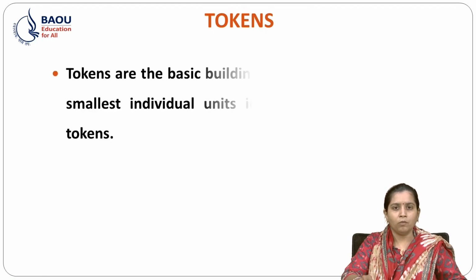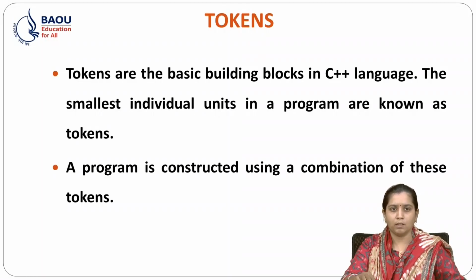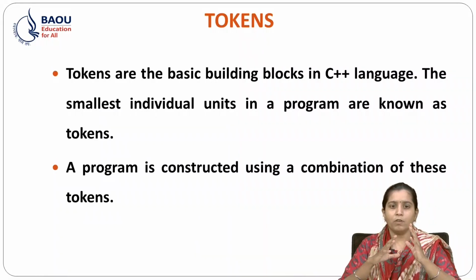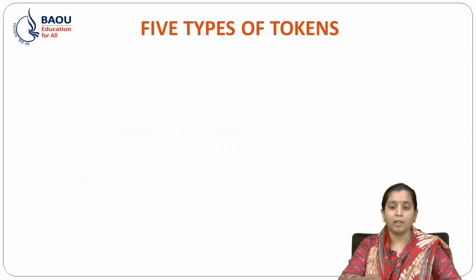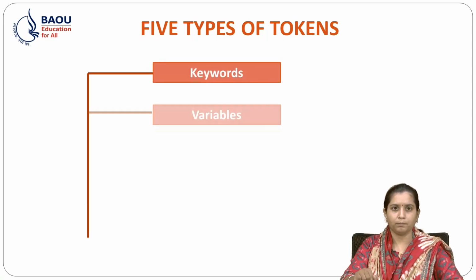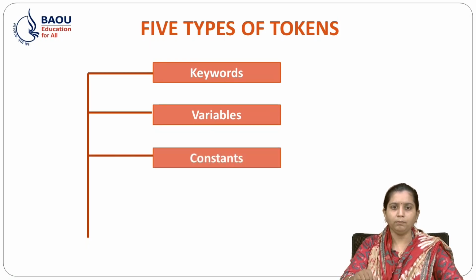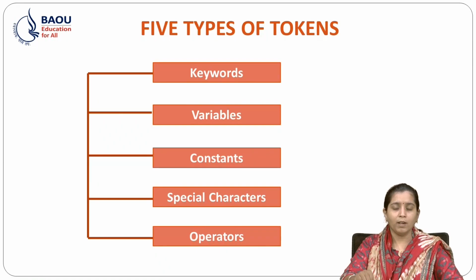Tokens. What is tokens? Tokens are the basic building blocks in C++. The smallest individual units in a program are known as tokens. A program is constructed using a combination of tokens. There are five types of tokens: keywords, variables, constants, special characters, and operators.